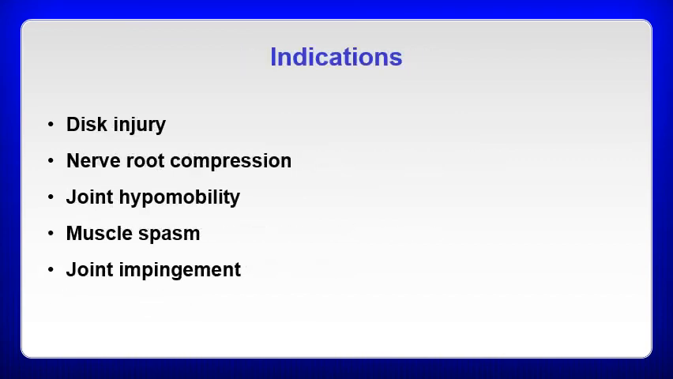Your indications for traction: disc injury, nerve root compression, joint hypomobility, muscle spasm, joint impingement. So we kind of alluded to these earlier in talking about the different structures that are actually impacted by the tractioning force. So again, you look at all the different structures we talked about, they're all addressed here in the indications.